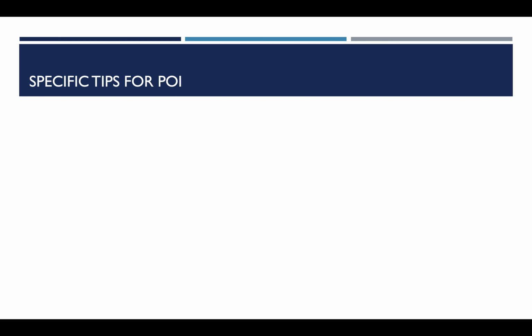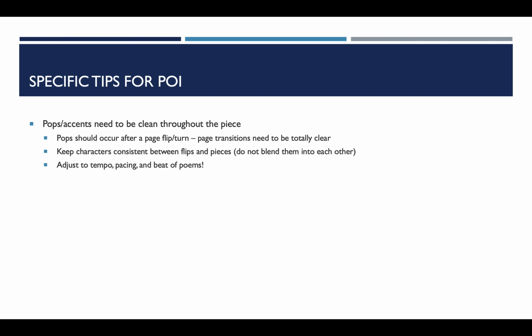For POI, or programmed oral interpretation, similar to HI, your pops and accents need to be super clean throughout the piece. Pops should occur after a page flip or a page turn. Remember that you have your manuscript in your binder. Those transitions need to be completely clear. Once you flip that page, you should be in your other character. Keep your characters consistent between flips and pieces. Again, don't blend them into each other. When you flip the page, it should be a clear change from not only piece to piece, but also from character A to character B.